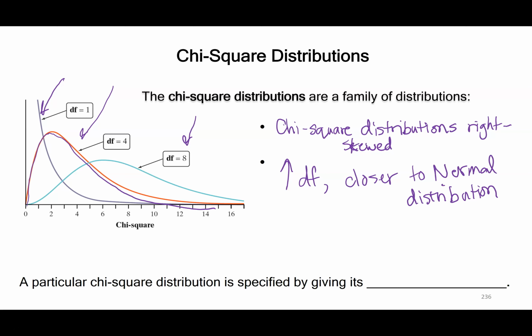In particular, it's very similar to the t-distribution in that we define each chi-square distribution by its degrees of freedom. And in this scenario, it's number of categories minus 1. That will tell us what it's shaped like. So the higher your degrees of freedom, the more normally shaped it's going to be. The lower your degrees of freedom, the more right skewed it's going to be.